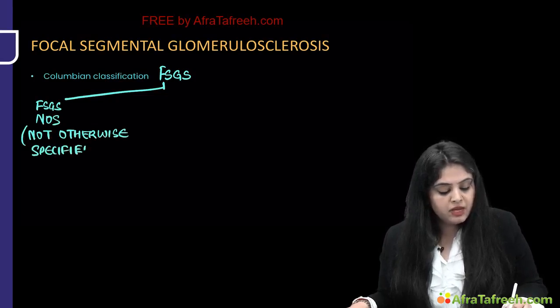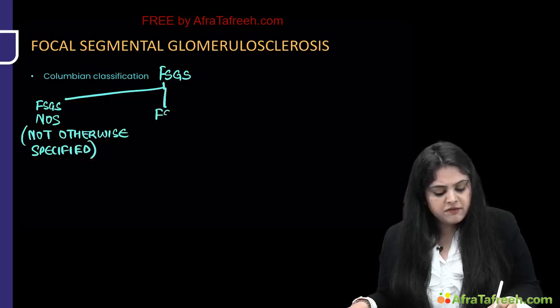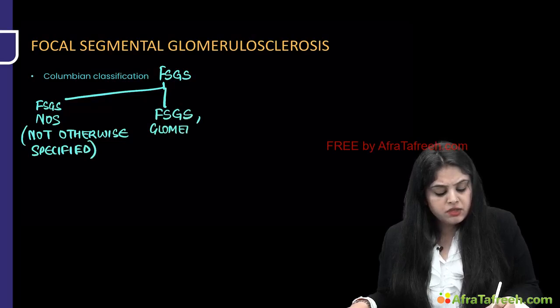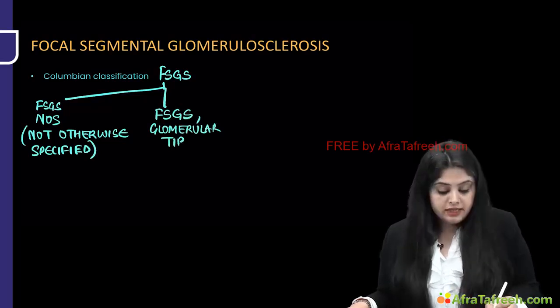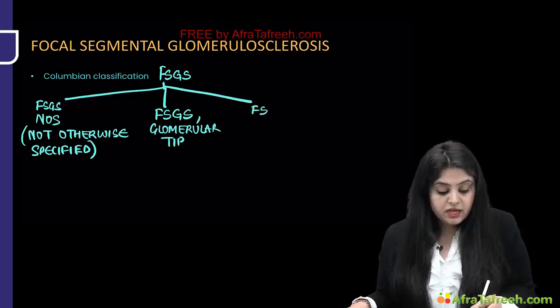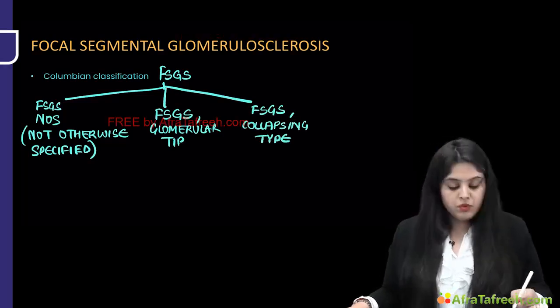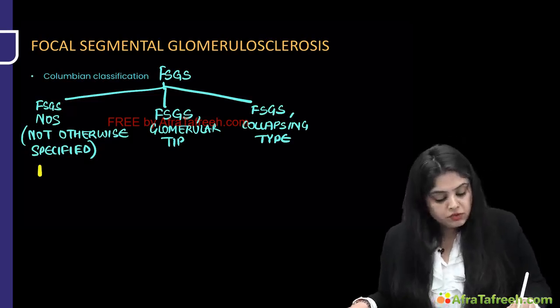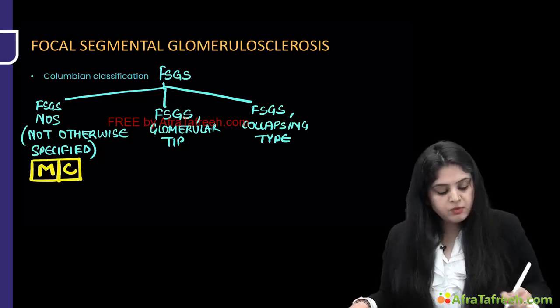Then we have something known as FSGS, a very small part of the kidney is affected. Glomerular tip type, a very small part is affected. Then there is FSGS, entire glomerulus. See, everything has collapsed. Collapsing type is going to be the third one. These 3 are more important. Which is the most common? NOS, the one which is no special type. No special type is the most common.